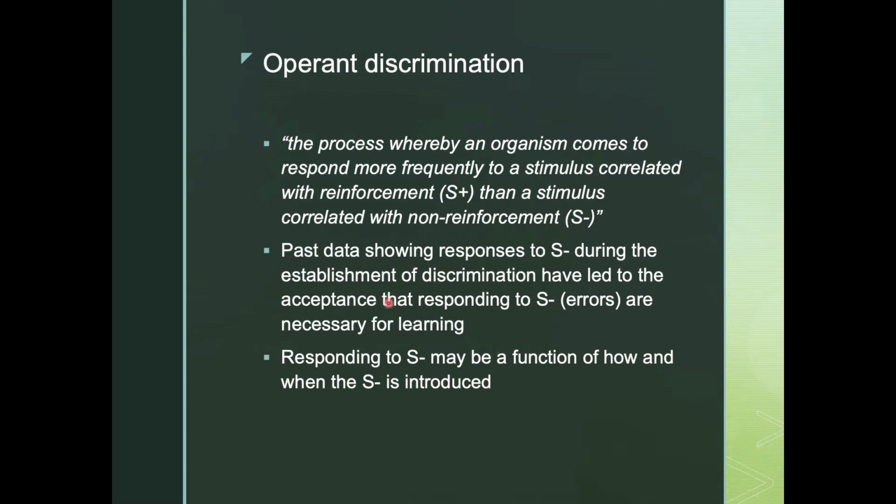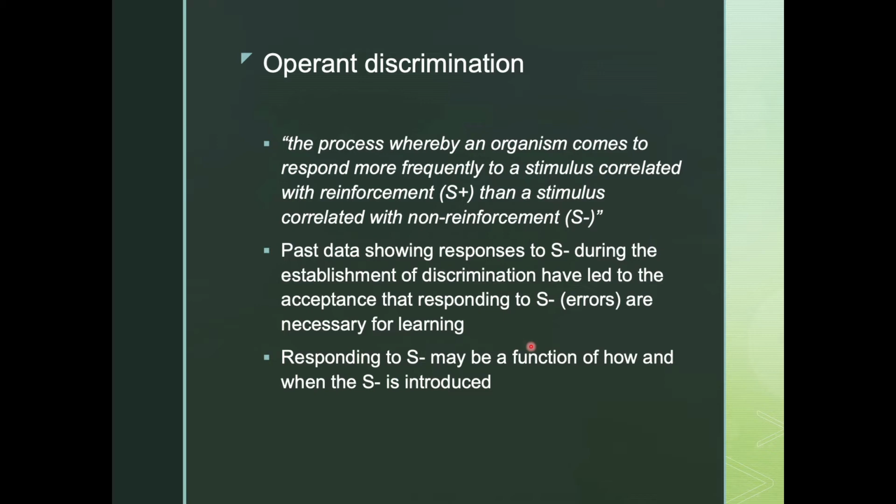The thing that's interesting about Terrace's article is that most of the data up to this point in 1963 showed that during this sort of operant discrimination training, there were responses to the S minus, as one might expect, right? If you're training a discrimination between any form of stimuli early on, you would expect the participant to make some errors, that is, respond to the S minus instead of the S plus.